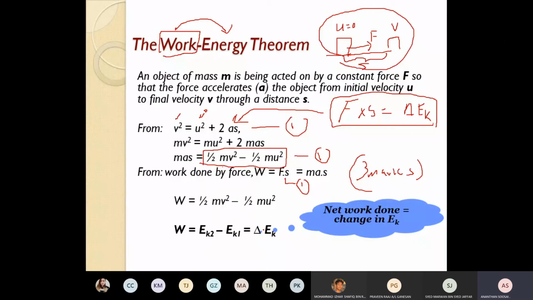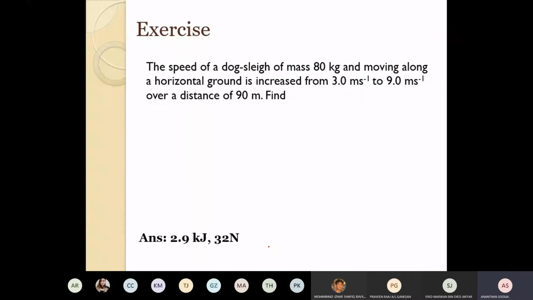Okay. So something new, you never learned this before. How they got half mv squared for work, they got the kinetic energy formula. Okay. So this is all going to be an easy exam, easy question.